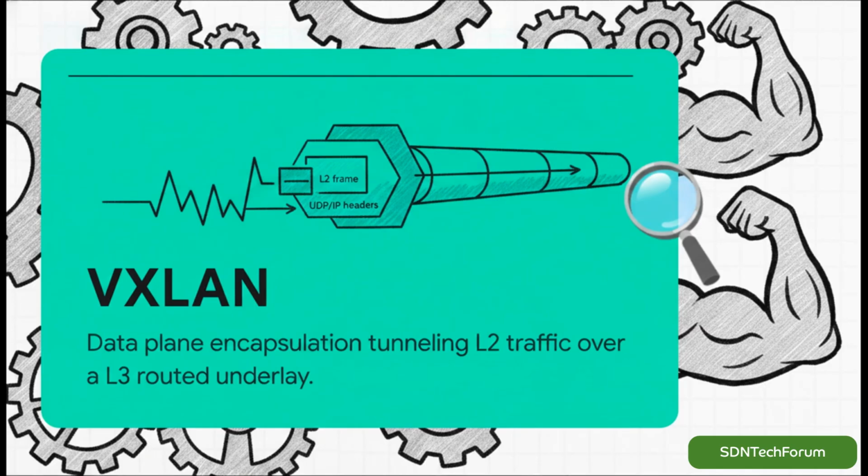Now, if EVPN is the brain, VXLAN is definitely the muscle. VXLAN, or Virtual Extensible LAN, is our data plane encapsulation. See, because our entire physical network, the underlay, is now running layer 3 routing to keep all those links active, we need a way to pass our layer 2 traffic across it. That's what VXLAN does. It takes your original layer 2 frame, wraps it up nicely in a UDP and IP header, and tunnels it right across that layer 3 network.